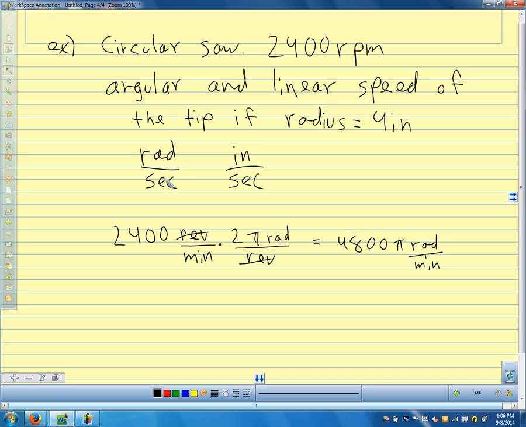We want our answer in radians per second. So what's our conversion here? 1 minute per 60 seconds. Our minutes cancel. And we get 80 pi. Omega, our angular speed, equals 80 pi radians per second. That would be our angular speed in radians per second, 80 pi.